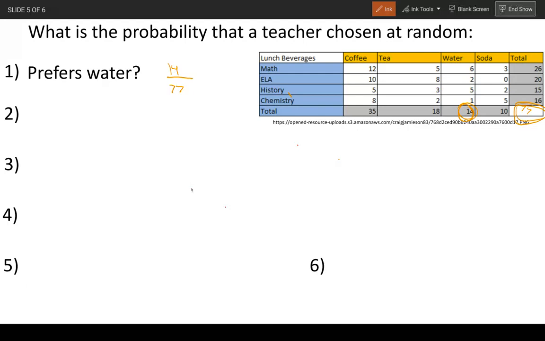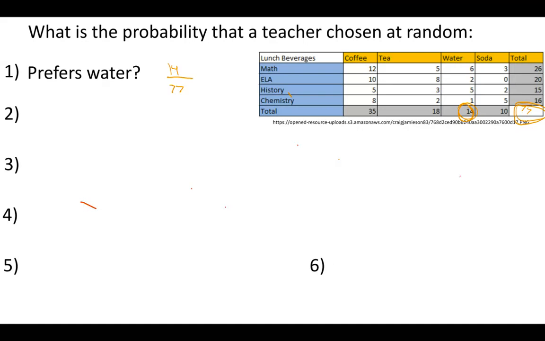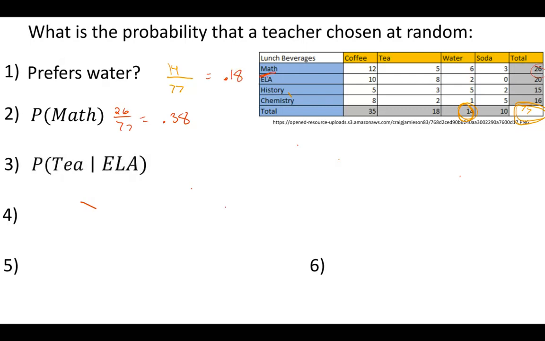All right, next one. What's the probability that any random teacher is a math teacher? So it's just the probability of math. So again, there's no given, so we're not eliminating anything. We just want to know how many math teachers there are. So look at the math row. Total number of math teachers is 26, and the total number of teachers is 77. So 26 divided by 77 is 0.337, so 0.34. Forgot to do the top one as a decimal up there too, sorry. It's 0.18. Okay.